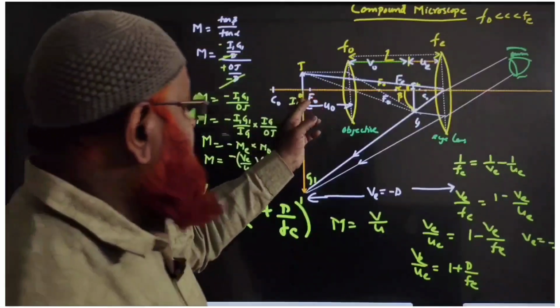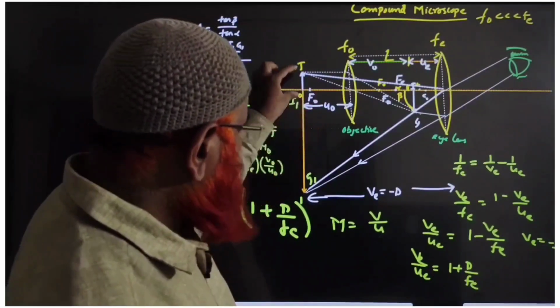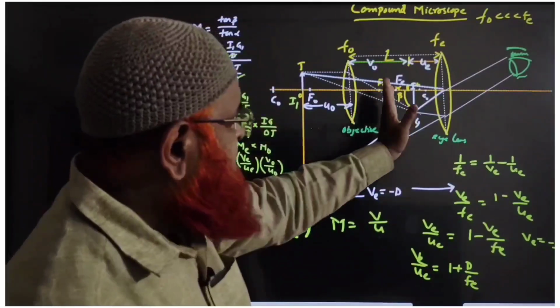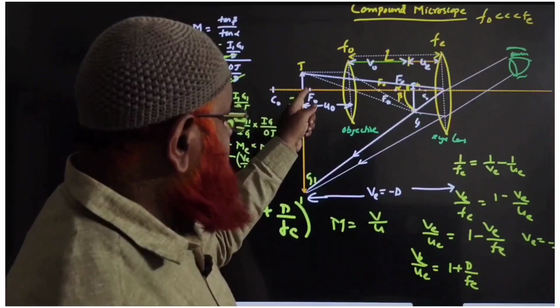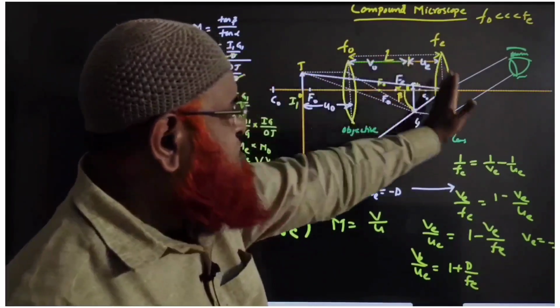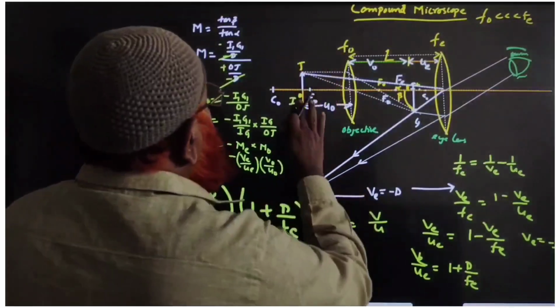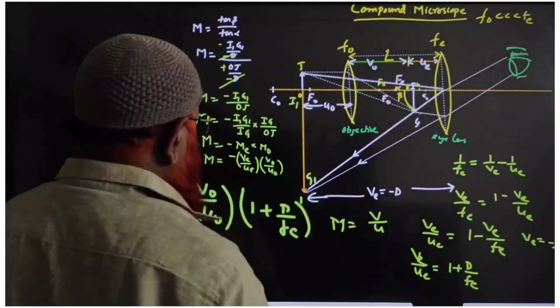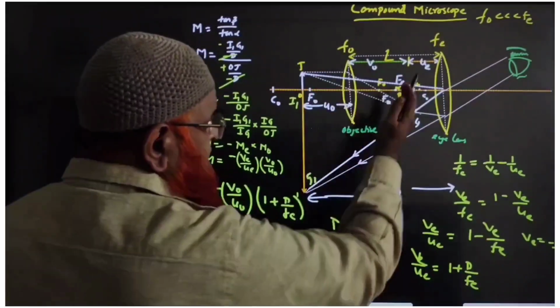See, the object is there, no? If I shift the object to the focal point like this, then the image also will go back. So when I shift the object from this point exactly to the focal point, the image also shifts and moves away. So I can write now. When the object is shifted to this place, then what is going to happen? If I shift it like this, this will go back.